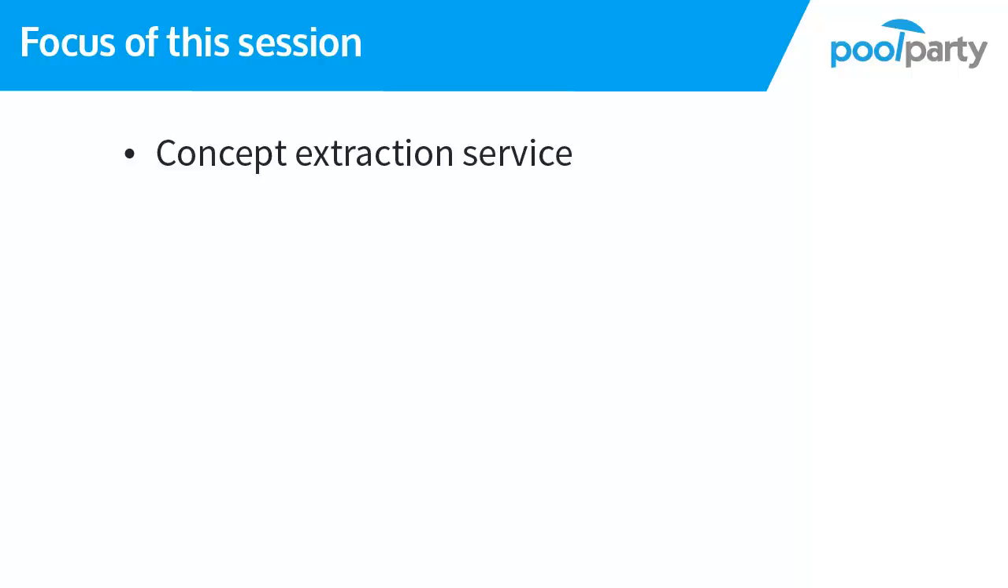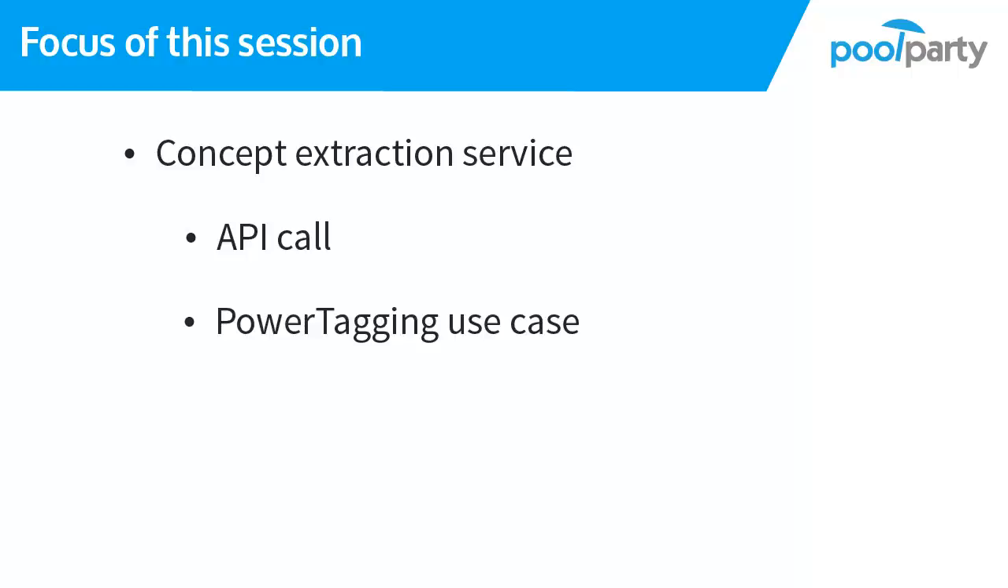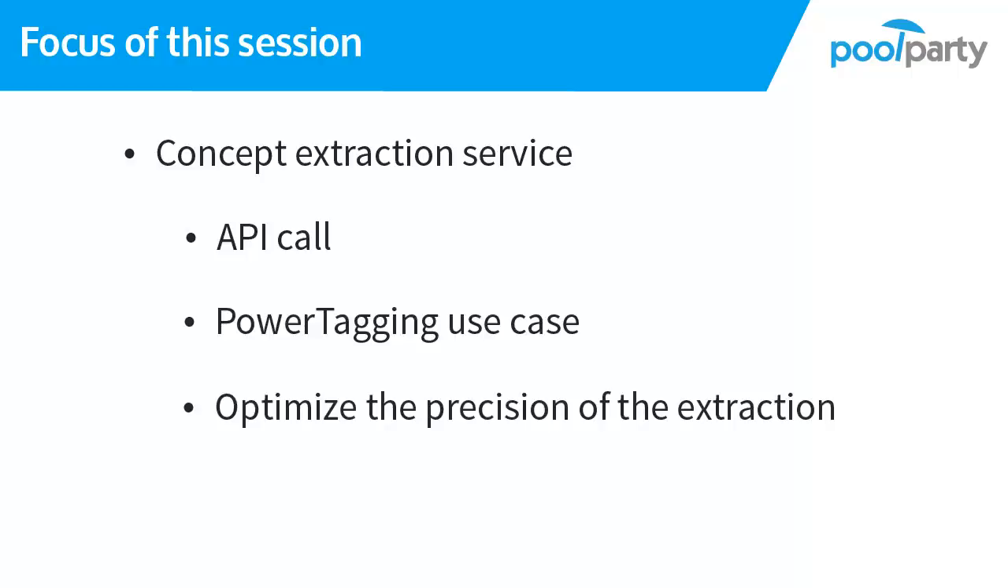The service will be helpful in analyzing documents and text through extracting concepts, named entities, or other metadata automatically with high throughput and accuracy. When we talk about the Concept Extraction Service, we will mention the API call, showcase a use case of it, and look at how to optimize the precision of the extraction. We will also discuss the role of the Index Builder service, also called Extraction Model.